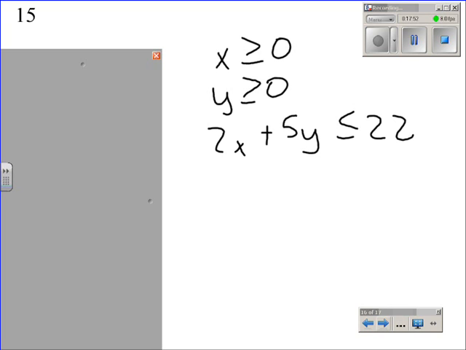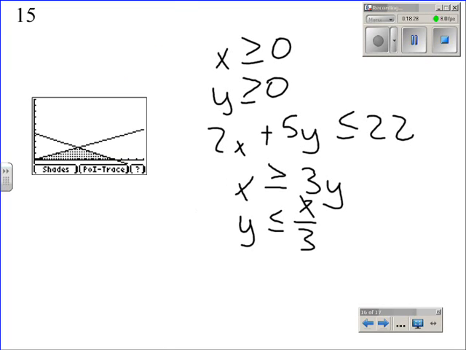Finally, she typically takes at least 3 times as many dress orders as gown orders. Therefore, x must be at least 3 times y. The inequality is x is greater than or equal to 3y. Solving for y gives us y is less than or equal to x over 3. Graphing on the calculator gives us this feasible region.